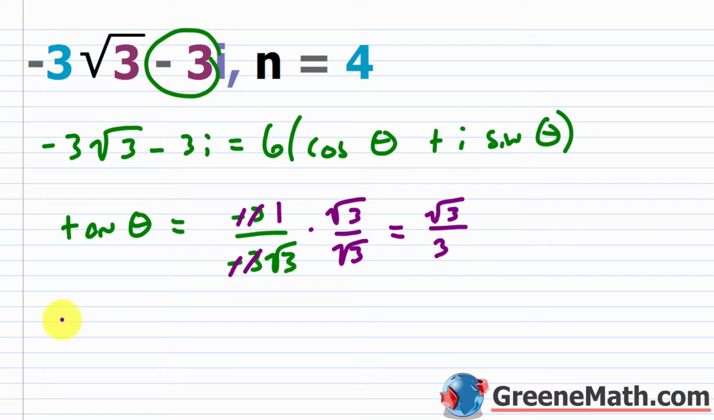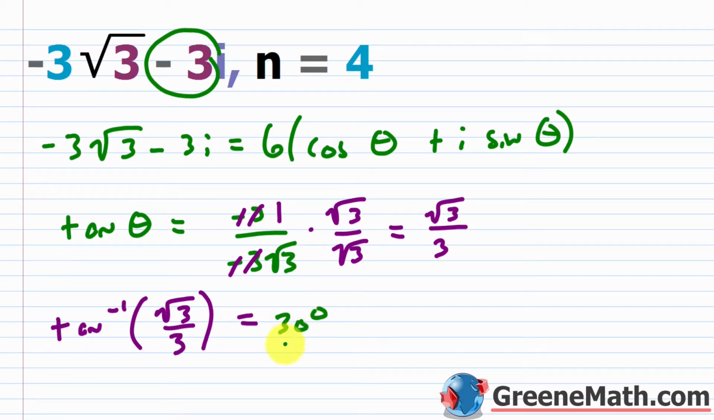So if I did my inverse tangent here of square root of 3 over 3, let me make that 3 a little bit better. If we punch this into our calculator, you're going to get 30 degrees, or pi over 6 if you want to work with radians. Let's just work with degrees. So I'm going to say this is 30 degrees. So this is my reference angle.